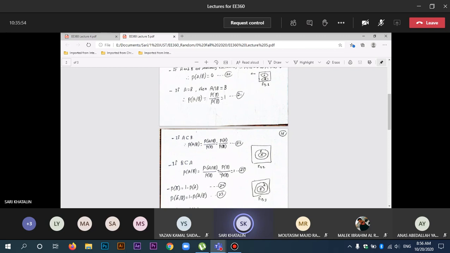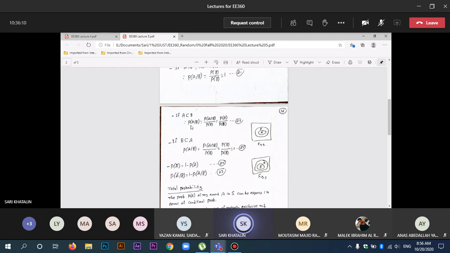Going to equation 16, to page 16, if you want. If A is a subset of B, then the probability of A given B is equal to the probability of A divided by the probability of B. Why? Because the intersection, as shown in figure 2 here, since A is a subset of B, the intersection of A and B will be really A itself.